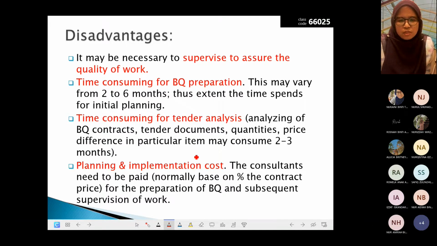Orang dah masuk and then nak analyse pun nak tengok kat mana harga dia mahal, kat mana yang dia murah, material dia murah ke apa ke, so take time. And also the planning and the execution.